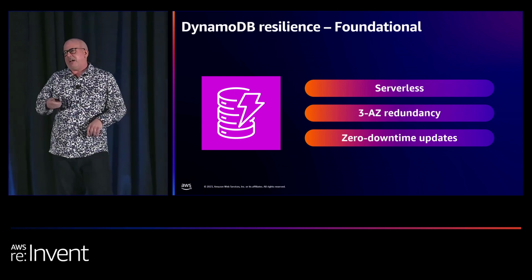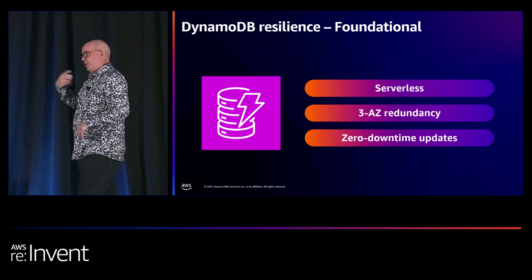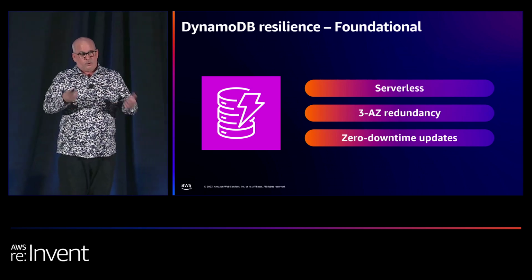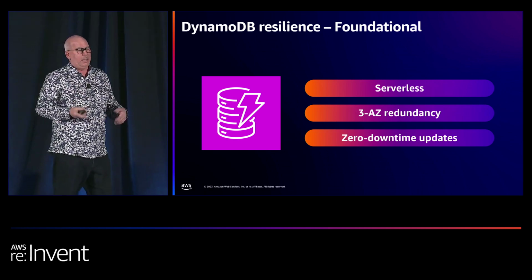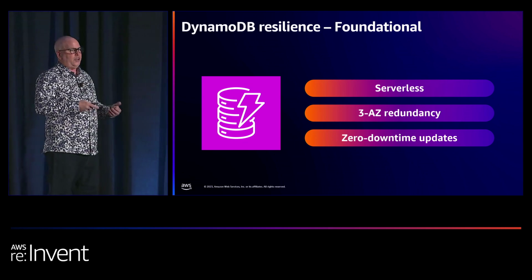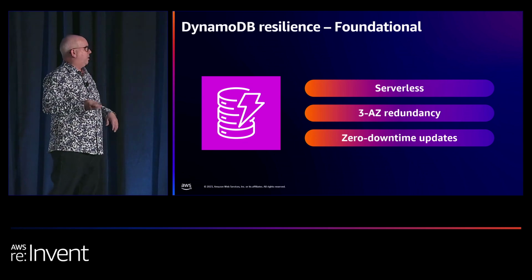Dynamo stores every copy of your data in 3 AZs. When you write a piece of data to a DynamoDB table, we guarantee that it's stored in at least 2 availability zones before we acknowledge the write, and then we eventually consistently copy it to a 3rd availability zone, so we provide you an extremely high level of durability within a region.